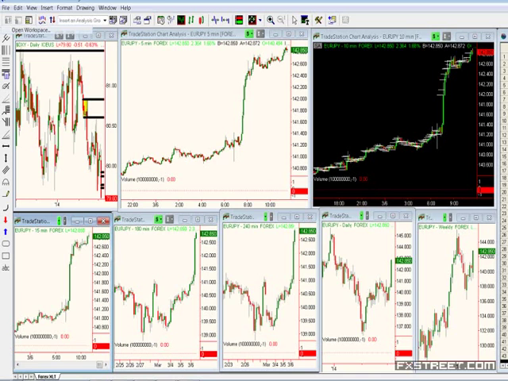So tomorrow's a nice news day in the U.S., right? I think we have non-farm payrolls tomorrow. So if you've got any levels somewhat close to current price, those should get hit tomorrow, I would think. Or there's a good chance that they'll get hit.